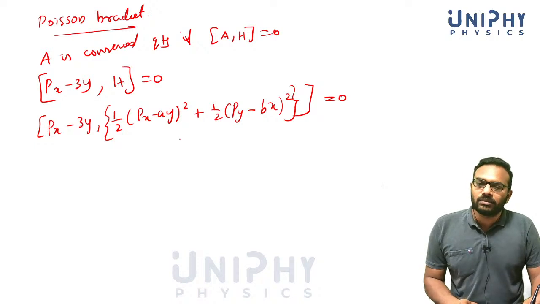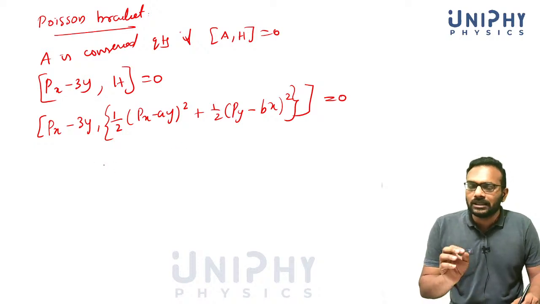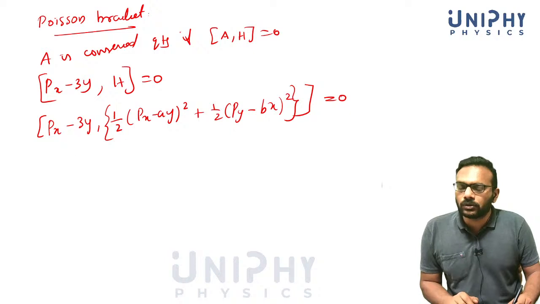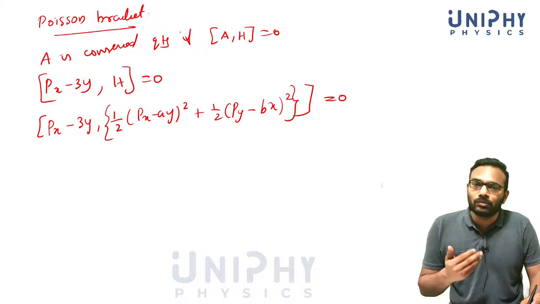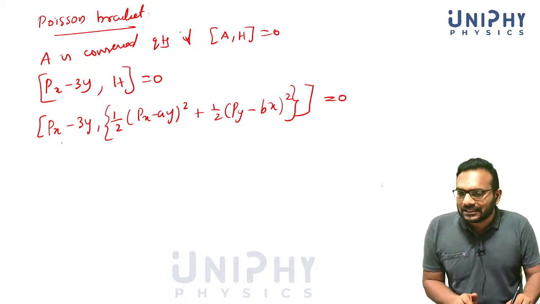In order to determine both, we need two equations. This will help us determine at least one, or at least we will get two equations by demanding that both these quantities are conserved. Now let's check.